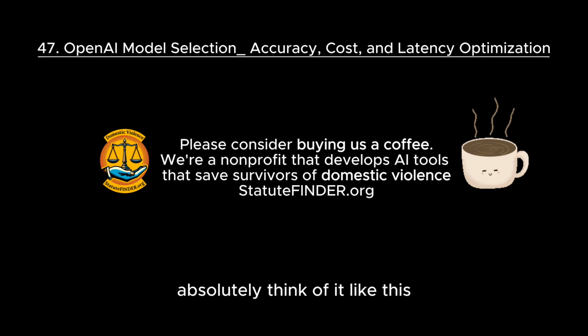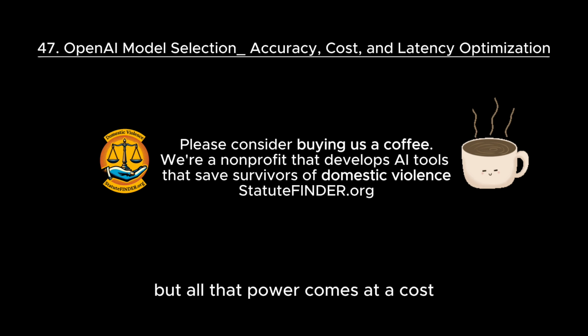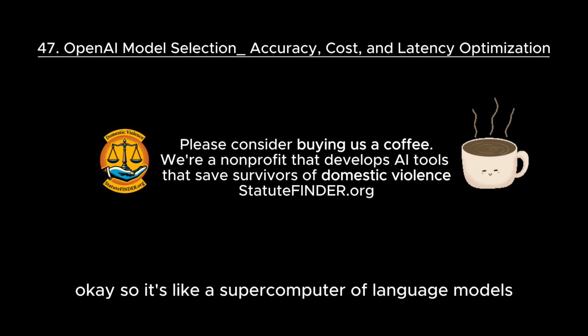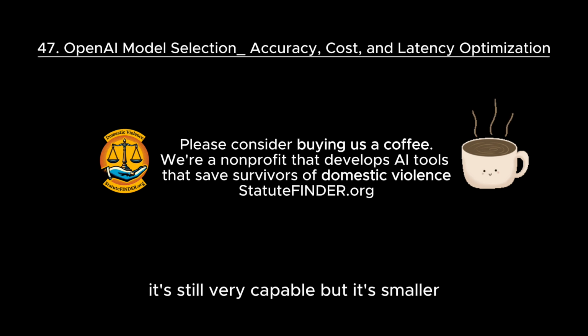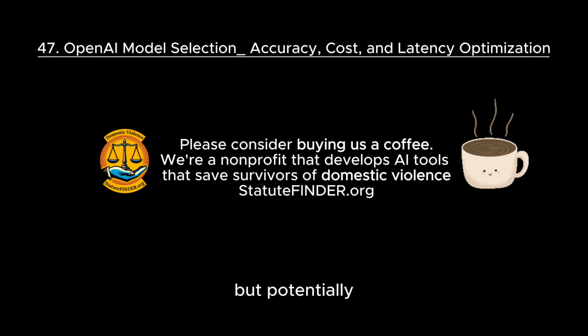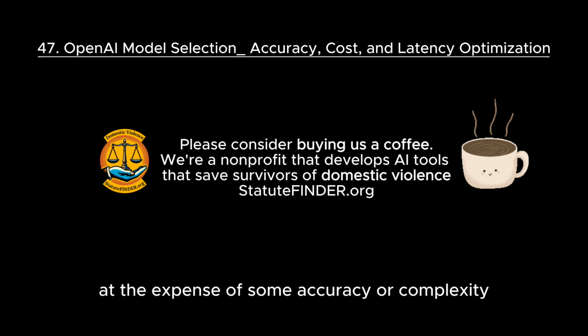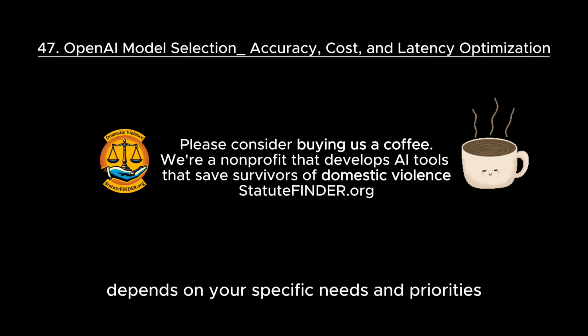Absolutely. Think of it like this: GPT-4o is like the heavyweight champion, super powerful, capable of handling complex tasks and generating highly accurate results. But all that power comes at a cost. It can be expensive to run and might not be the fastest option. Okay, so it's like a supercomputer of language models. Exactly. Now, GPT-4o mini, on the other hand, is more like a lightweight contender. It's still very capable, but it's smaller, faster, and more cost-effective. So it's a trade-off. You get speed and affordability, but potentially at the expense of some accuracy or complexity. You got it. And choosing the right model for your project depends on your specific needs and priorities.